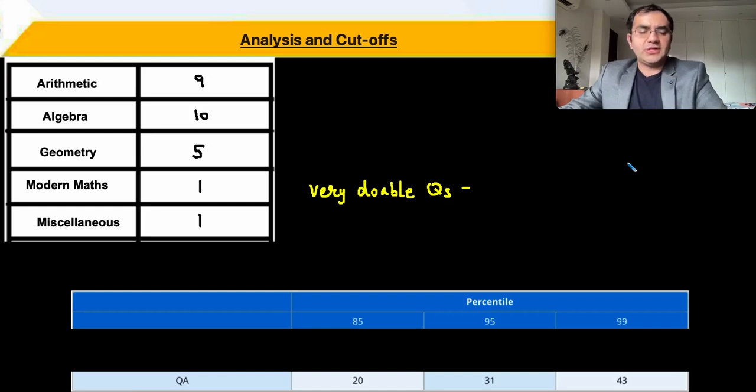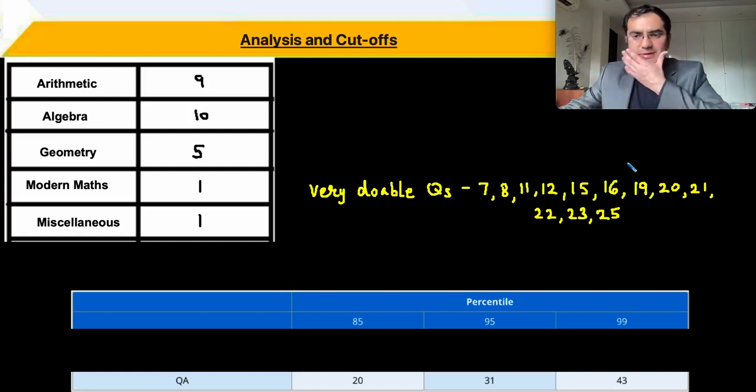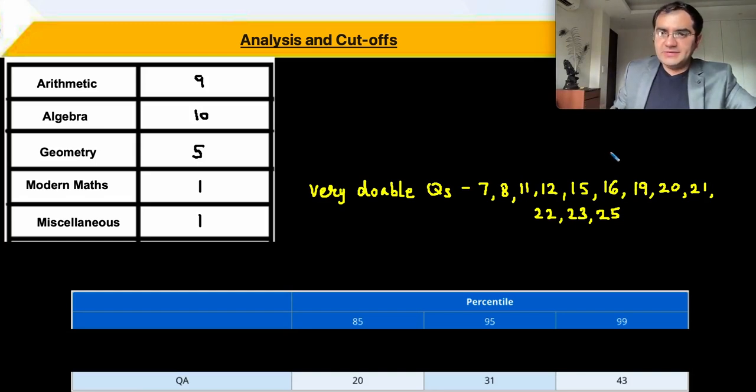Okay, so now we are able to make down the list of the very doable questions. We have 7, 8, 11, 12, 15, 16, 19, 20, 21, 22, 23 and 25. So how many did you get in total? 3, 6, 9, 12. There were 12 questions within the paper which were really straightforward.